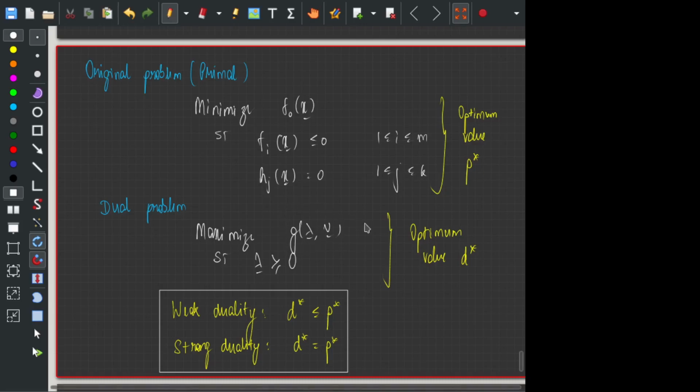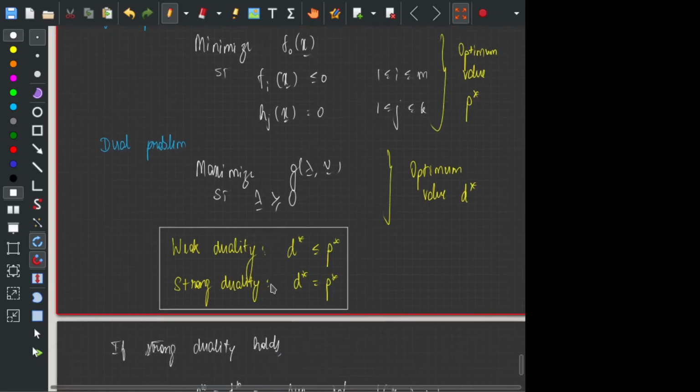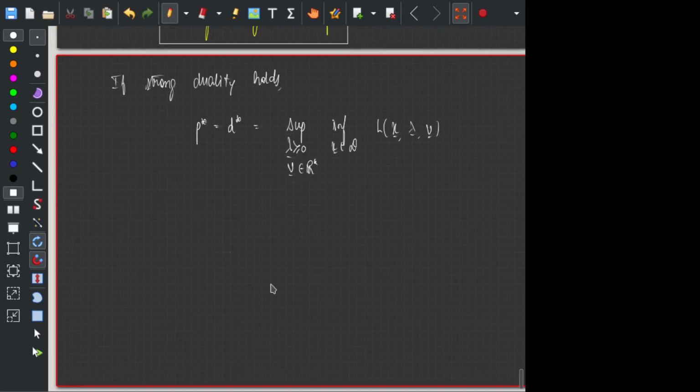Right? In fact, g of lambda comma v is always less than or equal to p star because g, as we saw, was a concave function. Right? But in some scenarios, we also have this strong duality wherein d star is equal to p star. Right? And there are different conditions, or sufficient conditions, for strong duality to hold. We'll see some of them, but maybe not all of them. And it won't be possible to go through the proofs of all of these in this particular course. But as long as you have strong duality, it becomes relatively easier to solve the problem, particularly in closed form.